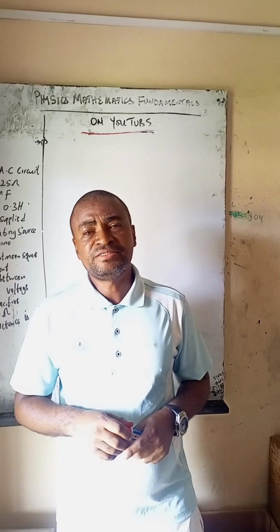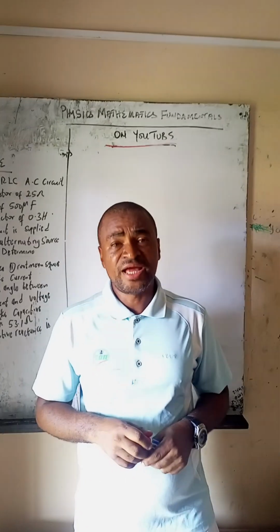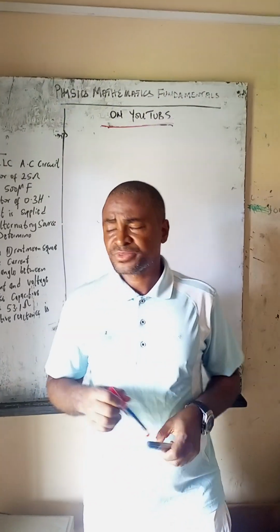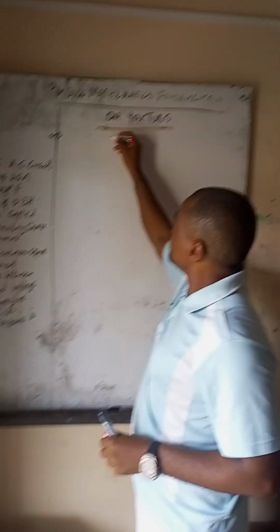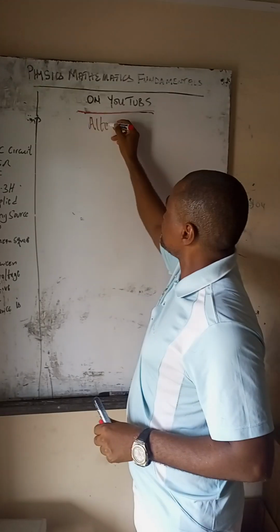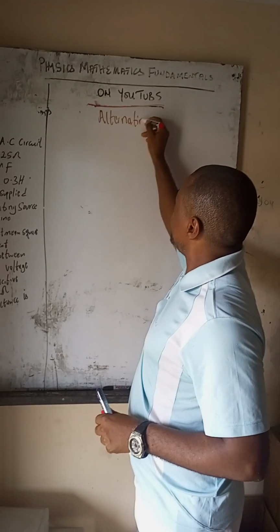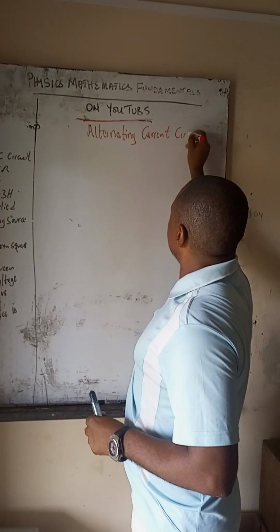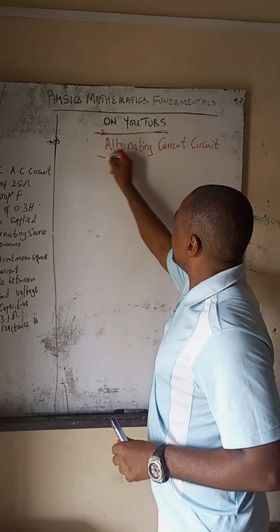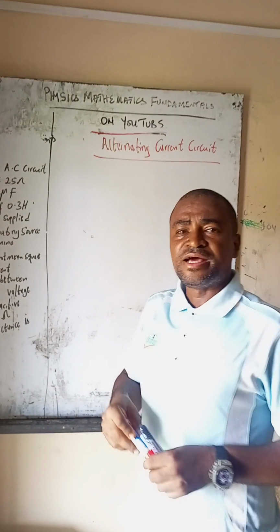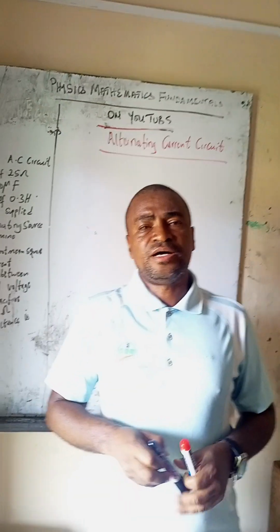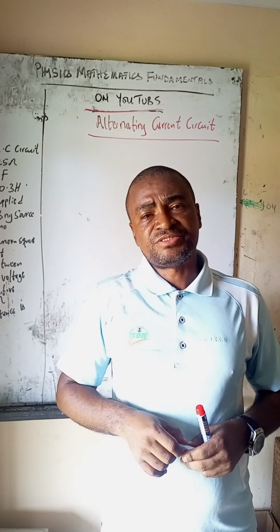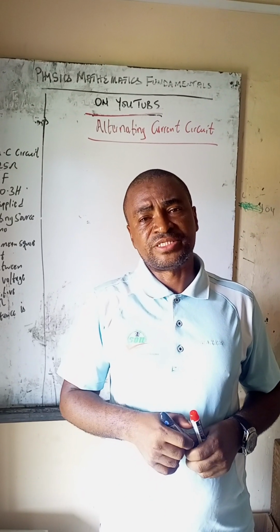Today, we are taking a topic in physics entitled alternating current circuits. Now, there are two major types of electricity. We have direct current electricity, then we have what is called alternating current electricity.